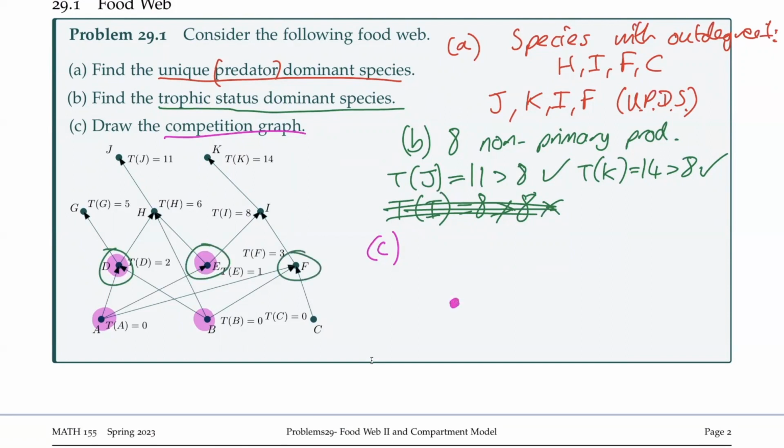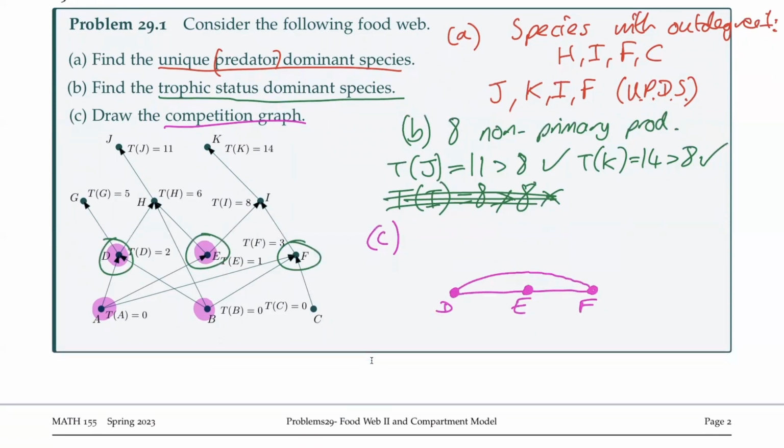So that means in our competition graph, we want there to be, this is D, E, and F. We want there to be edges between them because that's indicating competition between these species. So it's competition between species D, E, and F for species A. So in our competition graph, we draw links between them. Okay, now we just move through the others.